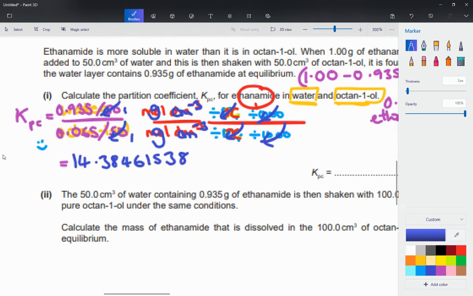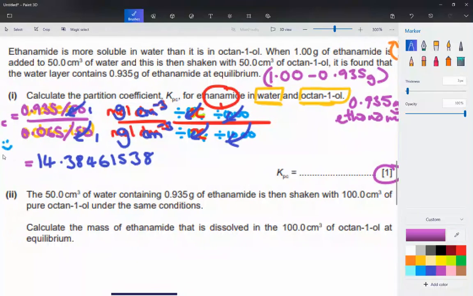Which is obviously a mouthful to write. KPC does not have any units because the units effectively cancel out. We went through that here. Grams per centimeters cubed cancels out, and that cancels out. So it's just a ratio.